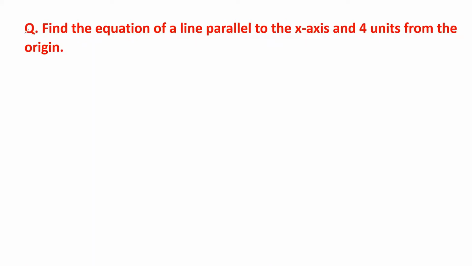Now let us see this question. Find the equation of a line parallel to x-axis and 4 units from the origin. We have learned in the last video that the equation of a line parallel to x-axis is of the form y equal to some constant. Now to find this constant, we need to use the other condition, that the line is at a 4 units distance from the origin.